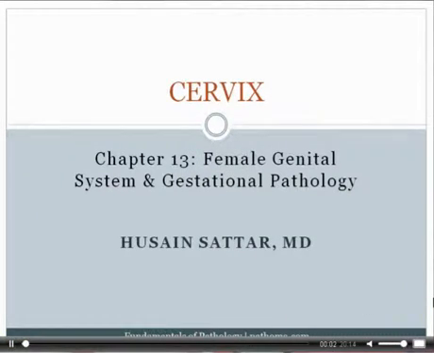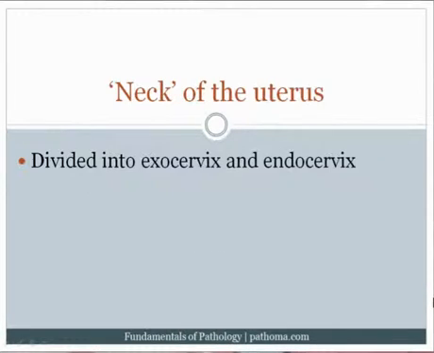Okay, moving along, the next section is the cervix. Remember that the cervix is the neck, hence the term cervix, of the uterus, and it's divided into the exocervix and the endocervix. Now the idea here is that when you do a clinical exam, you can actually visualize the exocervix, and sometimes you can visualize the endocervix. What's important histologically is that when you look at the exo and endocervix, there's a very distinct demarcation between them, and there are differing types of epithelium that cover them.